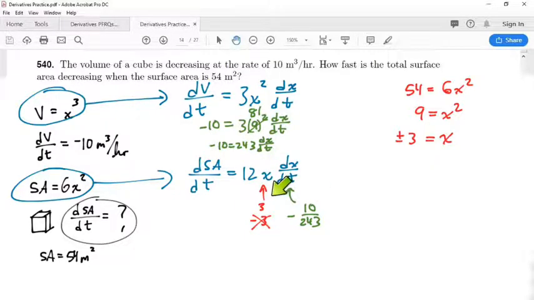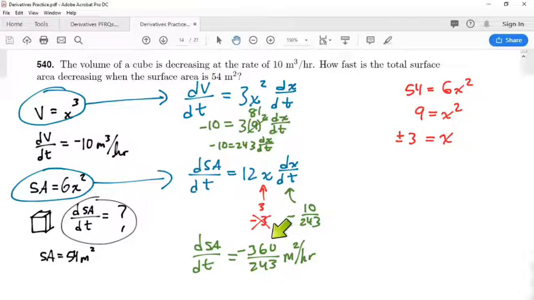12 times 3 is 36. 36 times 10 is going to be 360. And so I get negative 360 over 27 equals dSA/dt. Now, if you left it like this, just said meters squared per hour, because we know it's talking about surface area, that would be meters squared. Leave it like this, you would be good. You wouldn't have to simplify it if you didn't want to, but just so you can make sure you have the right answer, I'm going to go ahead and simplify it.